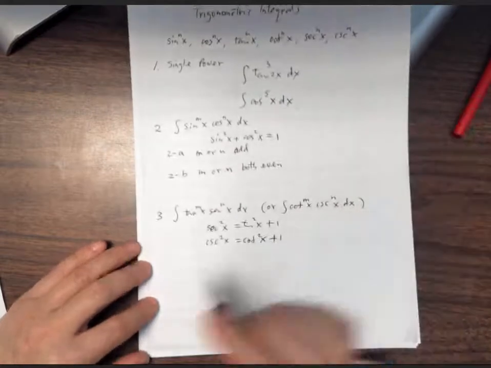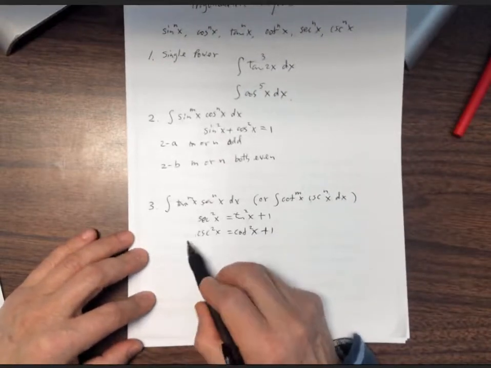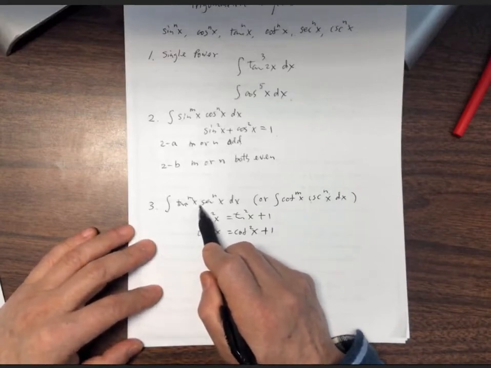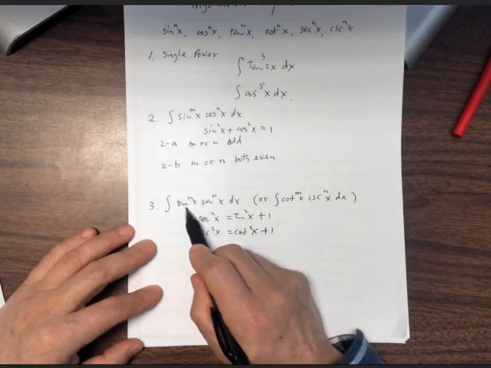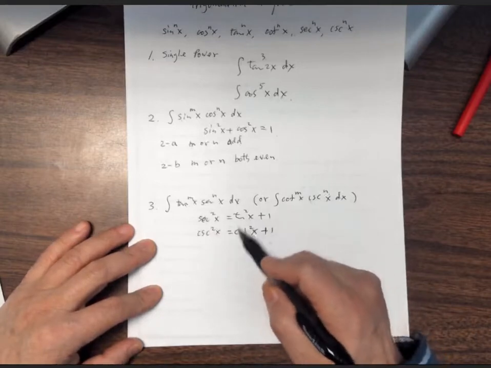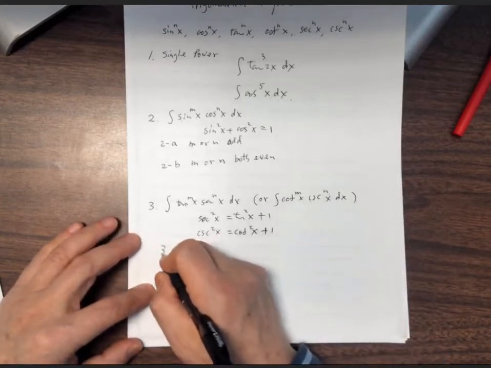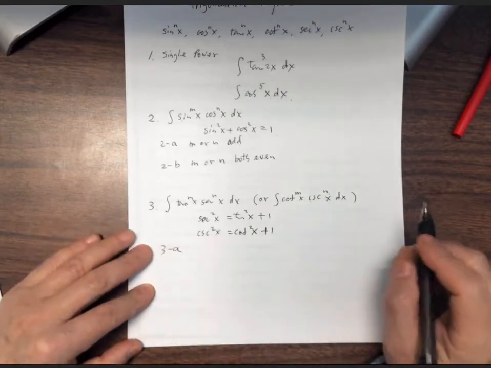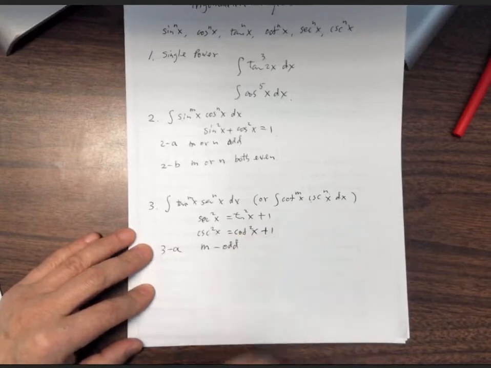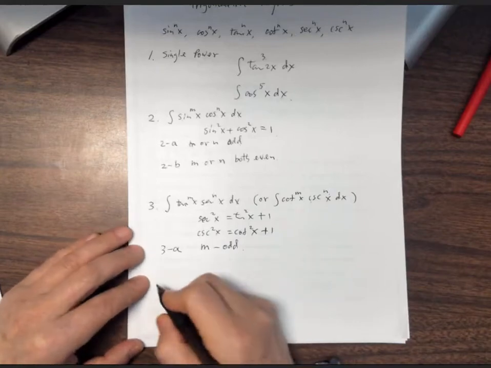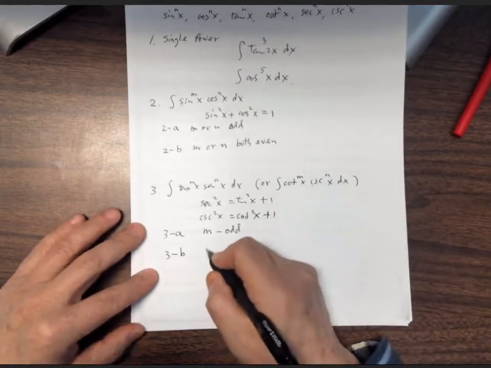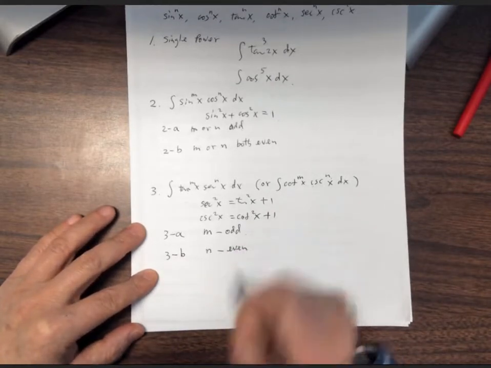Now, in group number 3, the combination is between a power of tangent and a power of secant, or a power of cotangent and a power of cosecant. We need those trig identities. There are 3 cases we can do. First case, M odd. Second case, called 3b, N even.